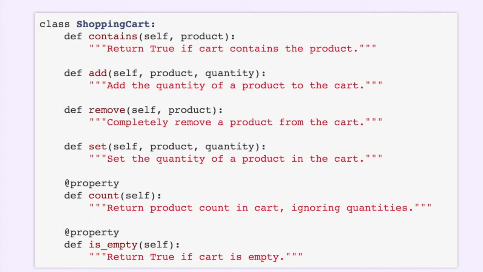This class implements a lot of methods that really just access the dictionary that's under the hood in a fancy way. There's methods to check for containment, to add things, to remove things, to check quantities of things, and ask questions about the status of our shopping cart. These methods might seem a little bit familiar.